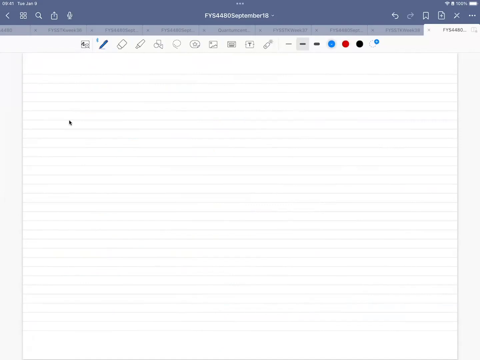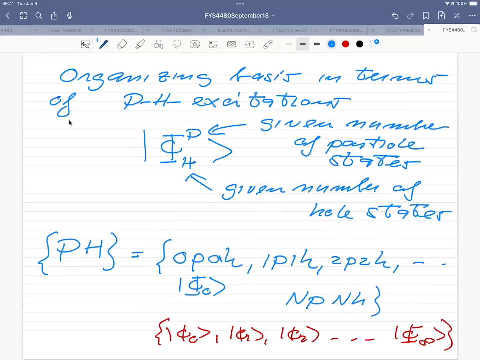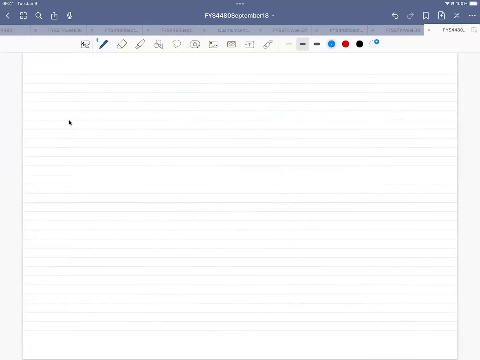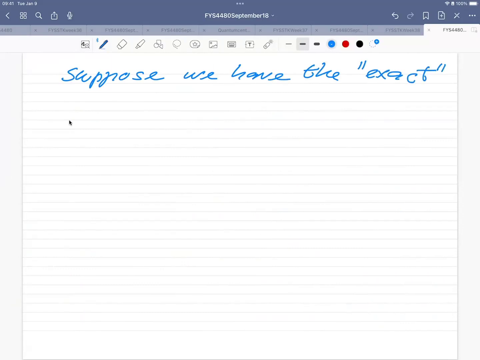This could be any state, but let's assume it's the ground state as an example. It is an orthogonal basis, constructed by orthogonal single particle wave functions. And now we could construct the exact state as a linear combination of these states. Suppose we have the exact state, and I'm going to put this in quotation marks because we will always solve a truncated problem. But we could then expand the exact state.